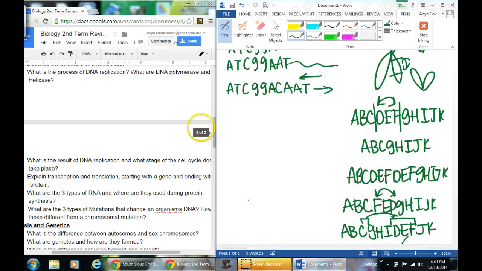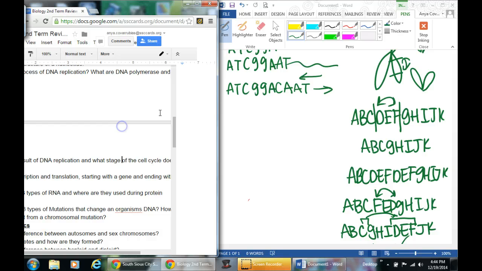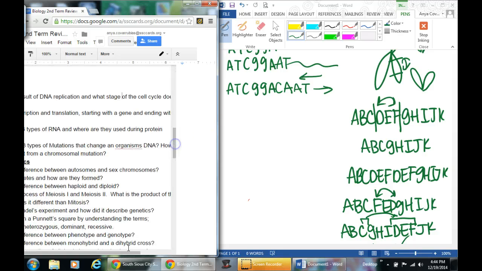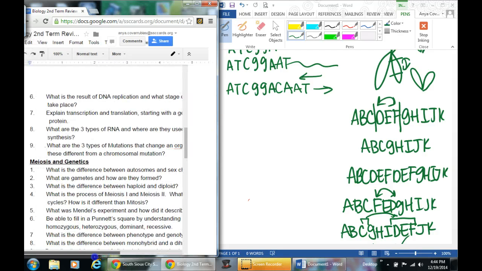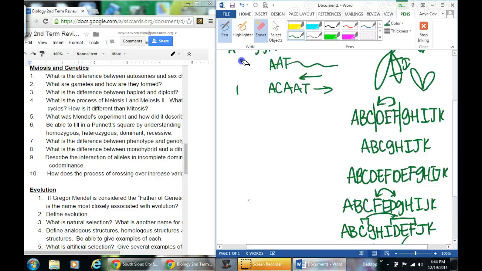All right, let's see where we are. So there's the mutations. Chromosome mutations. Okay, so now we're ready for meiosis and genetics.